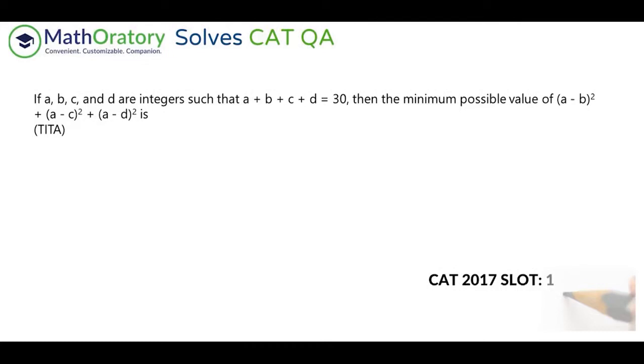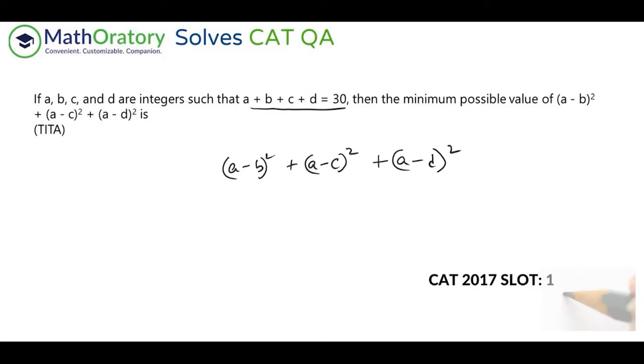Okay, so we have a, b, c, d integers such that a plus b plus c plus d is equal to 30. All right. And we're looking to minimize (a minus b) whole square plus (a minus c) whole square plus (a minus d) whole square. Now, integers are real numbers. So because they are real numbers, none of the squares could be negative, right? So in order to minimize this, I'll try to make as many zeros as possible.